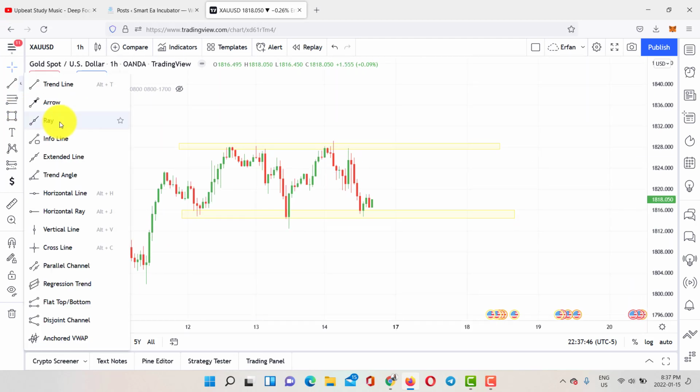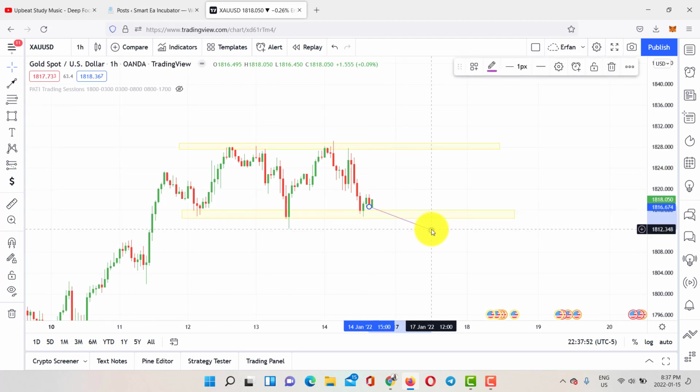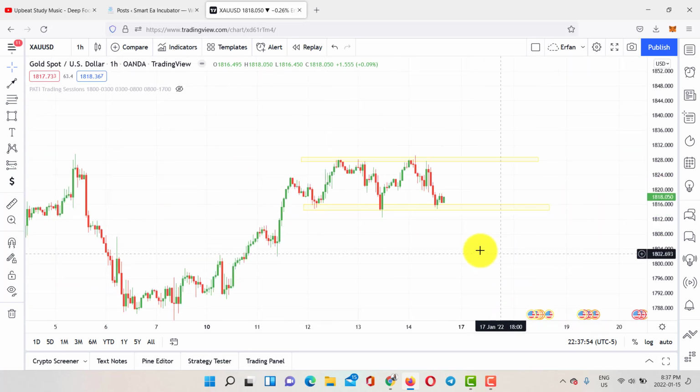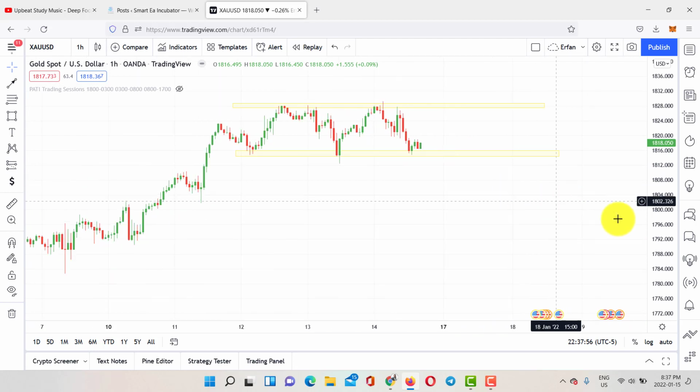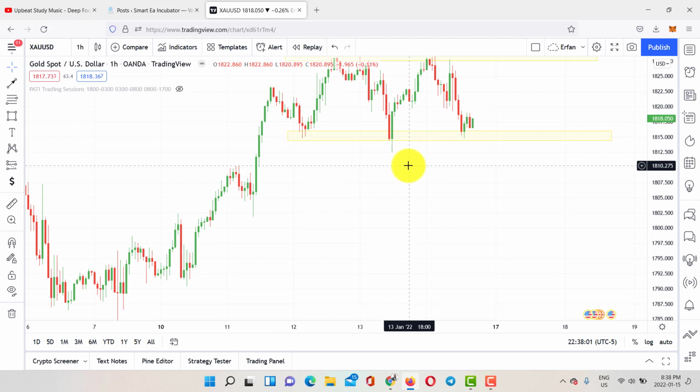But everybody on YouTube says, hit the support, buy to here, and then sell it up to here. This is not how it works, guys, because this is what everybody's been taught, and that's the problem, because banks and institutions know that, and they easily stop you out, and they are super happy.